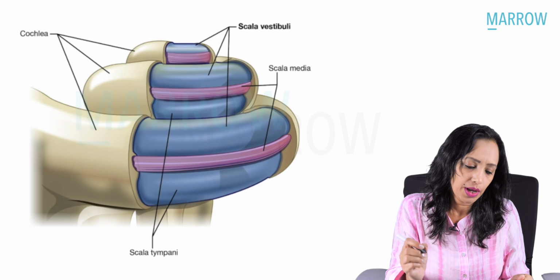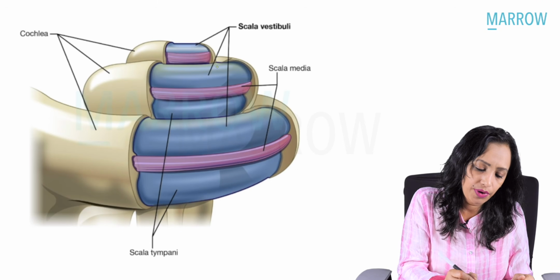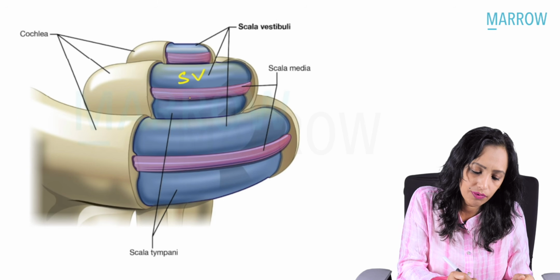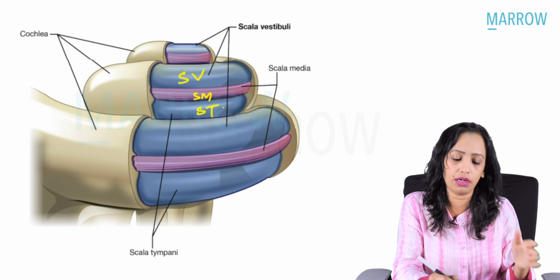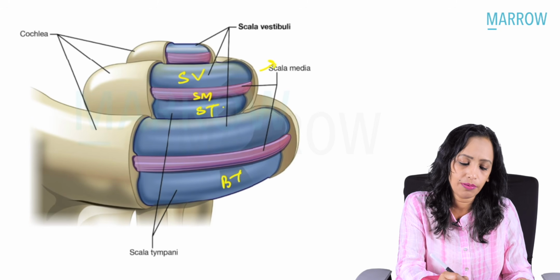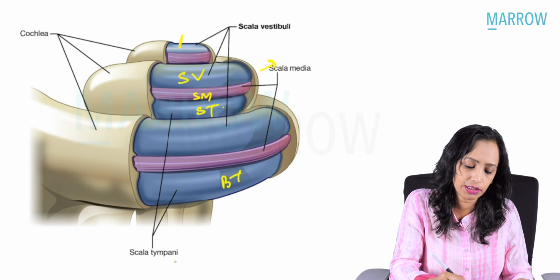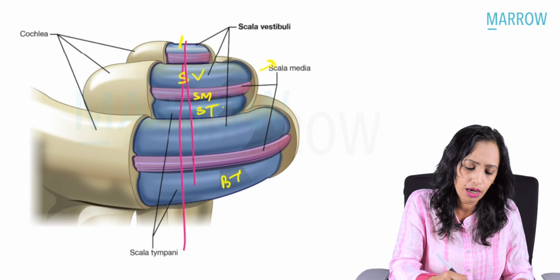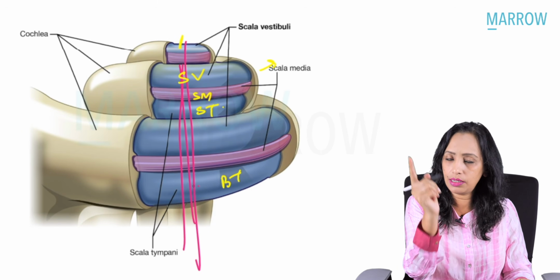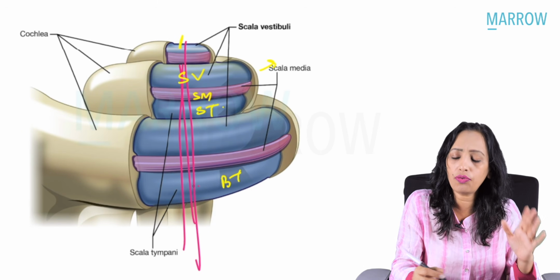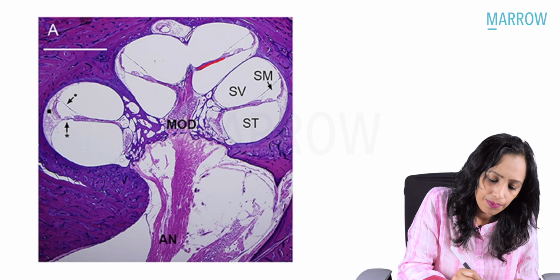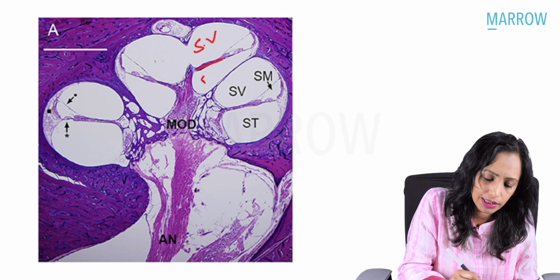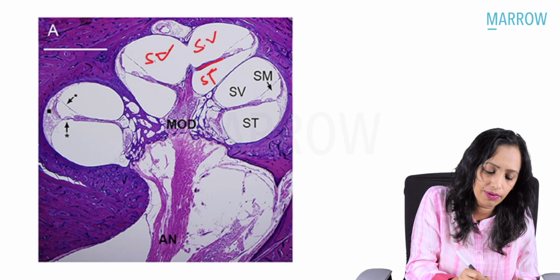So what do we have here? Okay, so here we have the scala vestibuli, we have the scala media, and we have the scala tympani. Right? And when we take a cut section from any of these turns, the basal turn, the middle turn, or the apical turn, in the center we can see is going the modiolus, right? These are the turns around the modiolus, and in each of these turns when we take a cut section, what do we see in the cut section? We see, yes, we have the scala vestibuli, the scala tympani. In all the turns it is scala vestibuli, scala tympani.